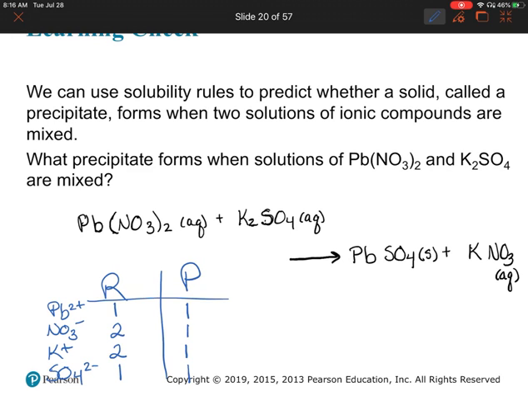Let's balance nitrate first. We need 2 nitrate ions on each side, so let's put a 2 in front of potassium nitrate. That means we have 2 nitrate ions in the products now, and we also now have 2 potassium ions in the products. It looks like everything's balanced. That was super easy. So our coefficients here are 1, 1, 1, and 2. Awesome.